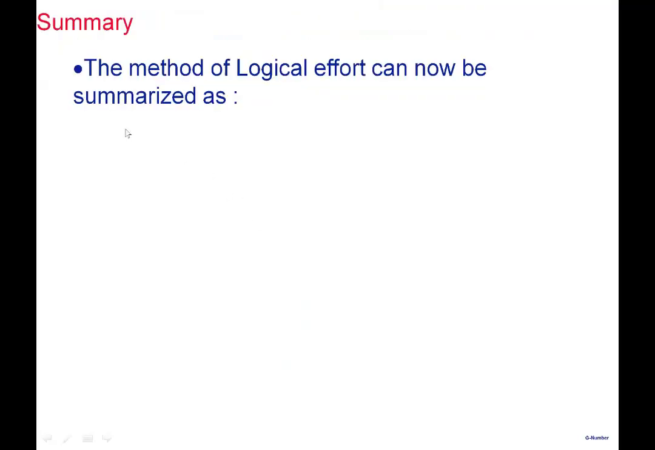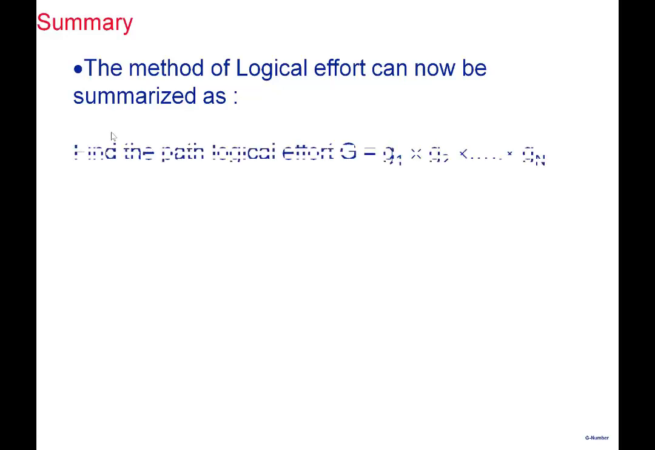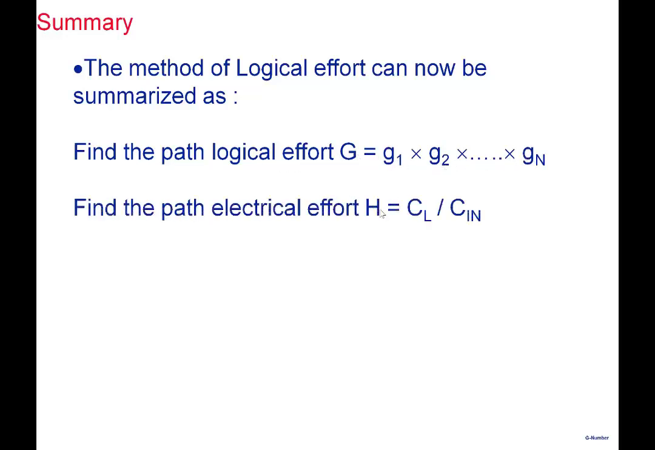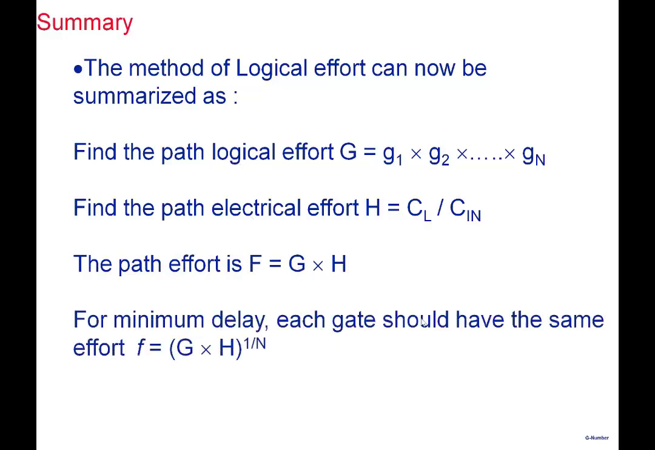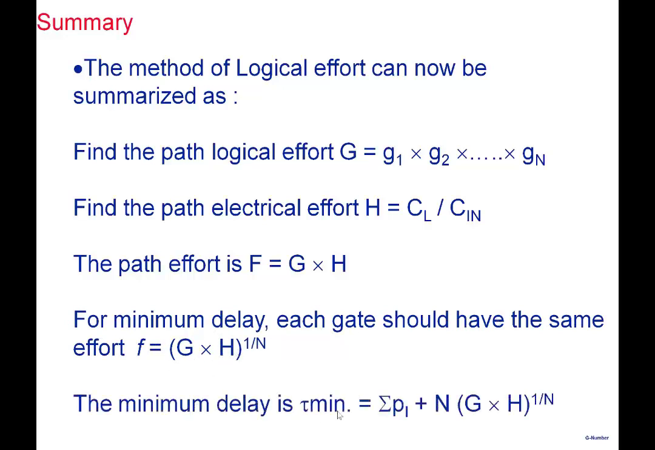Okay? So the method of logical effort can now be summarized as follows. Find the path logical effort G1 into G2 into Gn. Find the path electrical effort CL by Cin. The path effort, total path effort is made up of logical effort and electrical effort. F is equal to G into H. For minimum delay, each gate should have the same effort. F to the power 1 by N is equal to G into H to the power 1 by N. And the minimum delay is sigma Pi plus N times G into H to the power 1 over N.